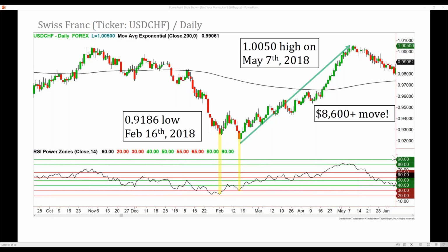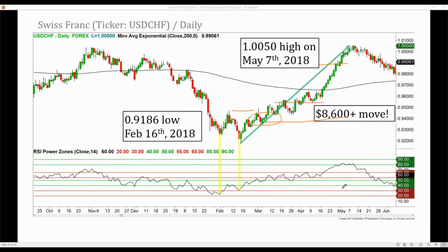Now you're looking and saying, well, Hima, you're showing us the size of the move, but you're saying we wouldn't have gotten in at the bottom. Well, what if you got in for half of it and you got $4,300? Not too bad. What if you got in even earlier? What if you were really on the money and you got in on this pullback? You would have gotten about 75% of the move.